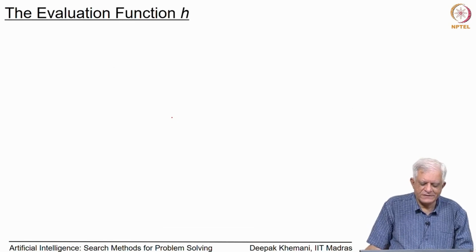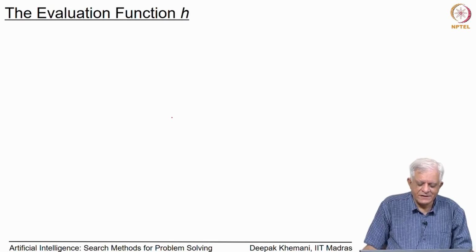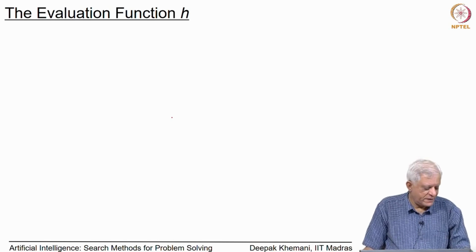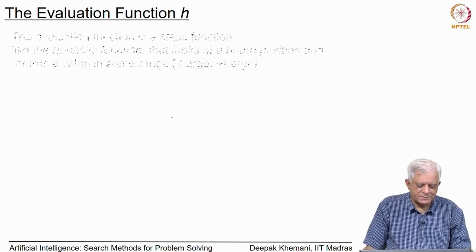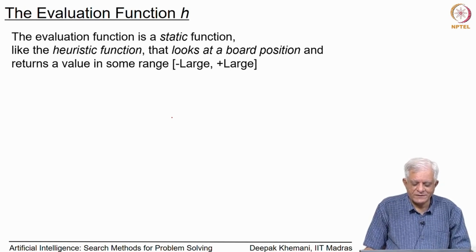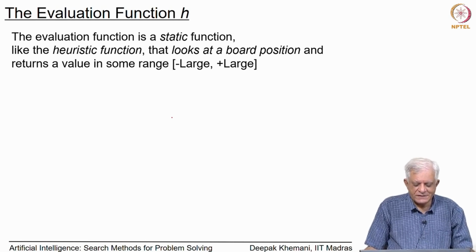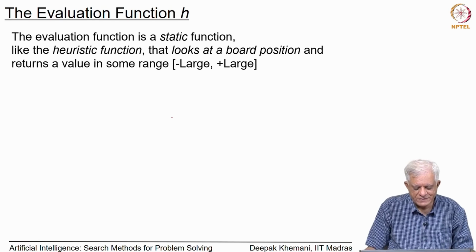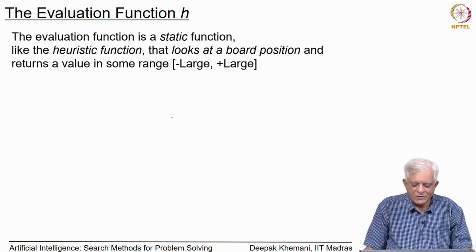So, what is this evaluation function that we are talking about? What does it do for us? It is exactly like the heuristic function that we saw in heuristic search. It is a static function, and by a static function we mean that it only looks at a board position and does not do any look ahead or search from there. So, it looks at a board position and returns a value in some range, which we will call minus large to plus large.